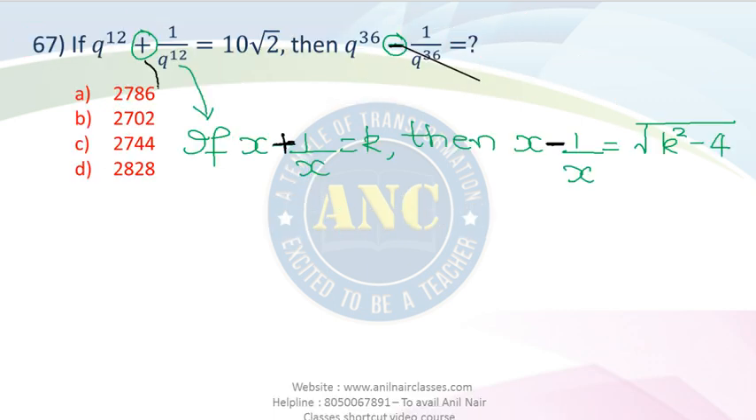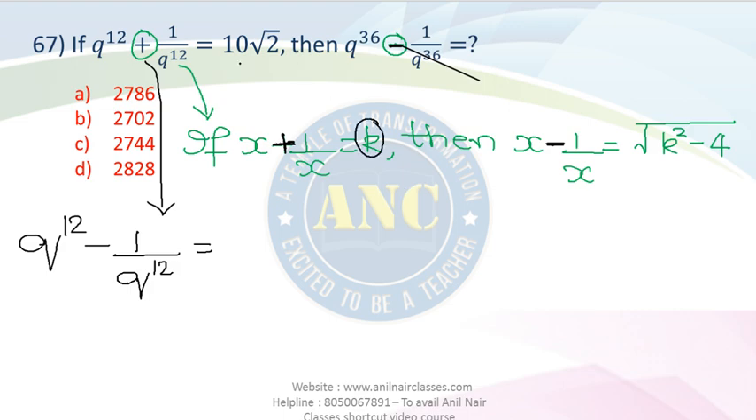That means this question can be rephrased as q power 12 minus 1 by q power 12 will be equal to plus or minus square root of k square minus 4, where the k value in this question is 10 root 2. So it is plus or minus square root of 10 root 2 whole square minus 4. 10 root 2 whole square is nothing but how much, sir? It is 100 into 2. It is 200 minus 4. So square root of 196, it is 14.